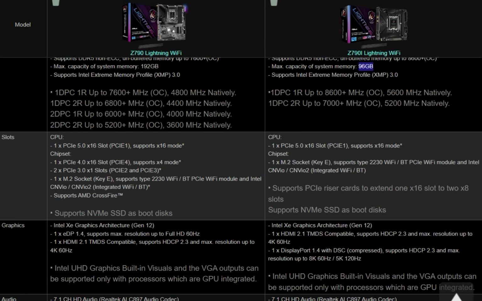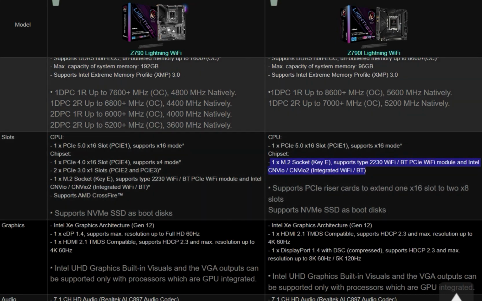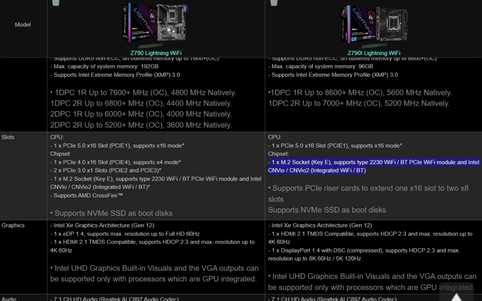CPU 1x PCIe 5.0 x16 slot, and this is 5.0, this is the same. Chipset 1 PCIe 4.0 x16, this is not there in this. 2x PCIe 3.0 x1 slot, this is also not there in this Wi-Fi. This has 1x2 M.2 socket.